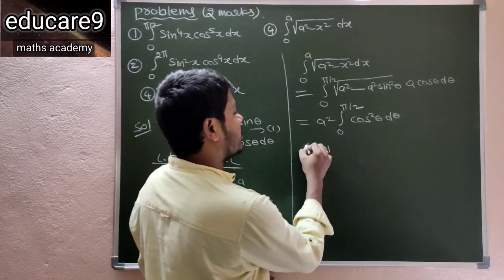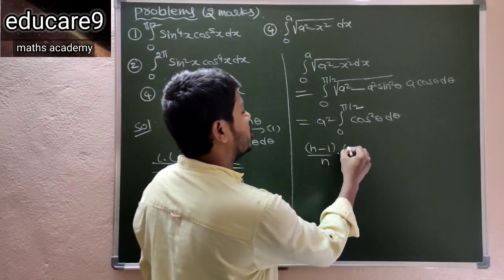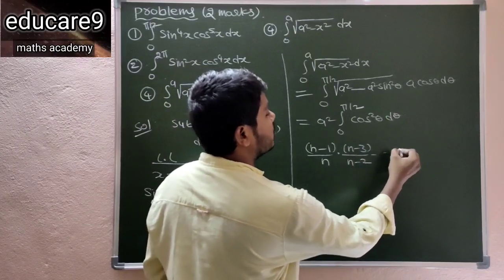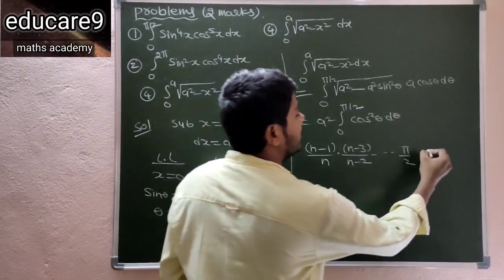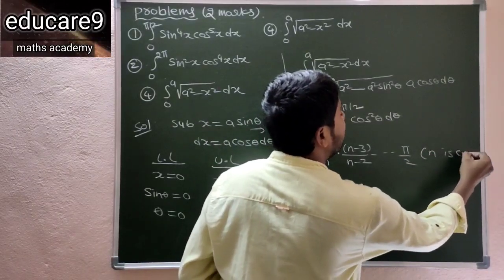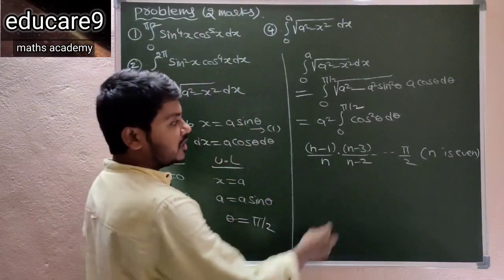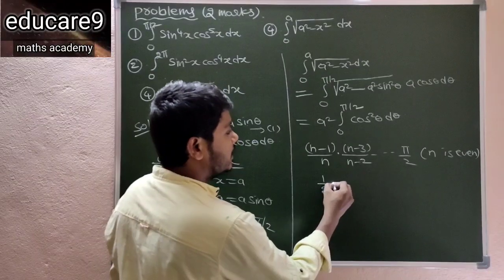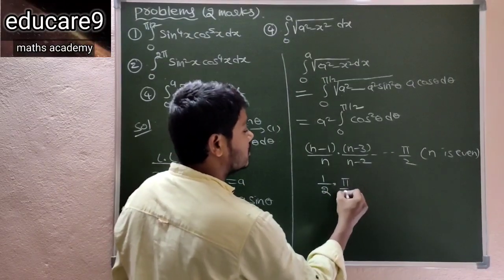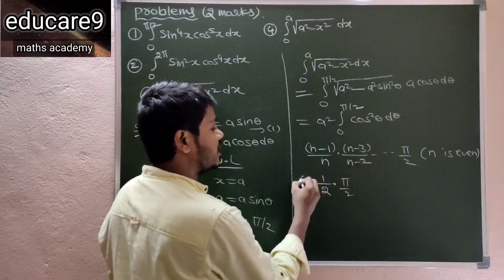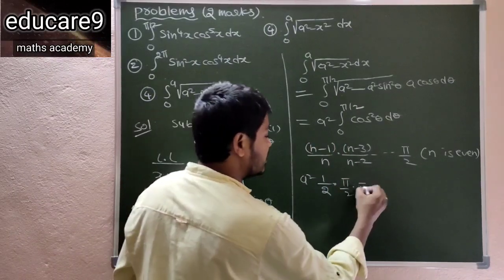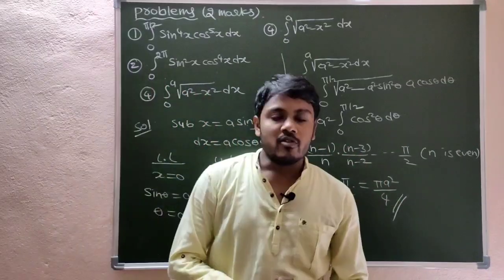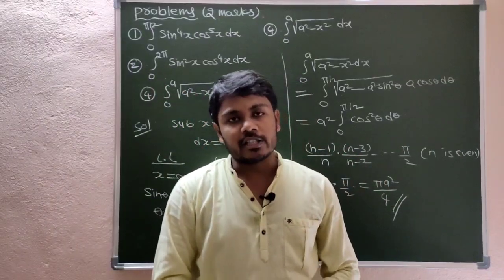Okay. And here apply the reduction formula for cosⁿx, that is (n − 1)/n into (n − 3)/(n − 2) and so on, into π/2 if n is even. So clearly n is equal to 2. So write (2 − 1)/2, that is 1/2, into π/2. So clearly a² is there, so this is what? πa²/4. So this is the required answer. For the next session we will discuss more concepts and problems.